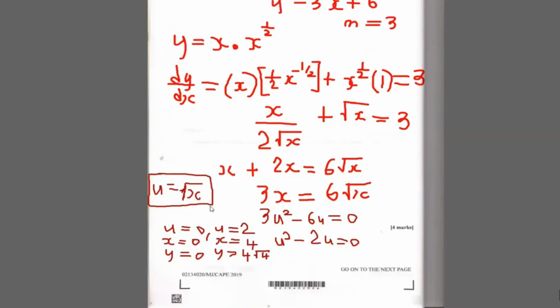So we can tell them the tangents at (0, 0) and (4, 4 root 4) are parallel to the line. All right, nice and easy. Solved. Nice.